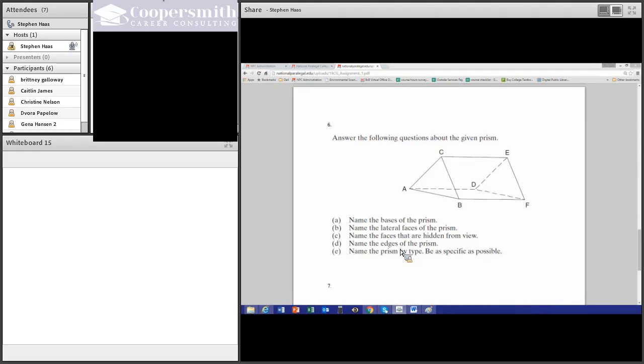The lateral faces mean this side and the back side. What shape are the lateral faces, and what shape are the edges? The lateral faces are going to be rectangles, right? For example, this one over here, BCEF, is one, and the other one is in the back. And the sides, the edges, are going to be triangles, of course.